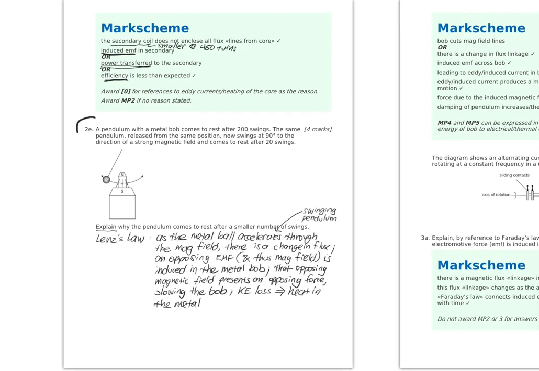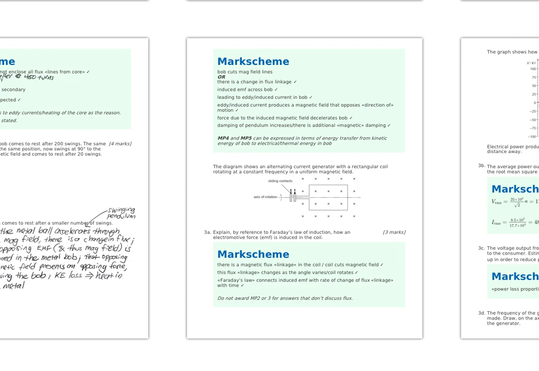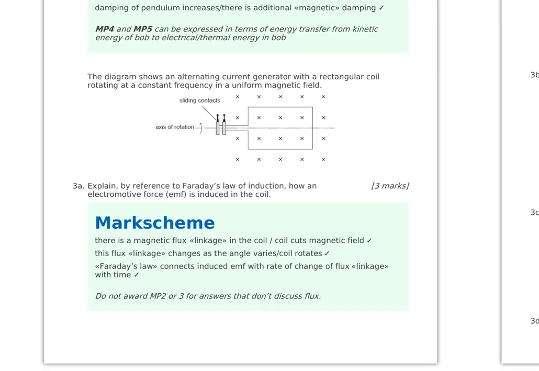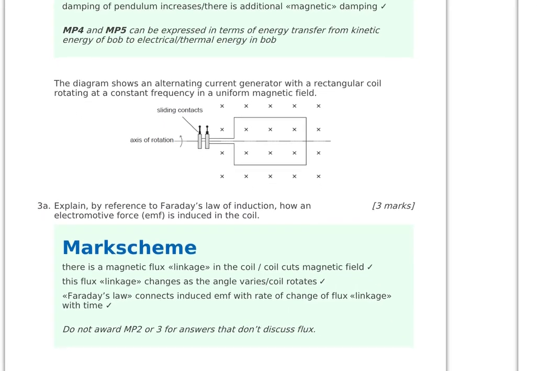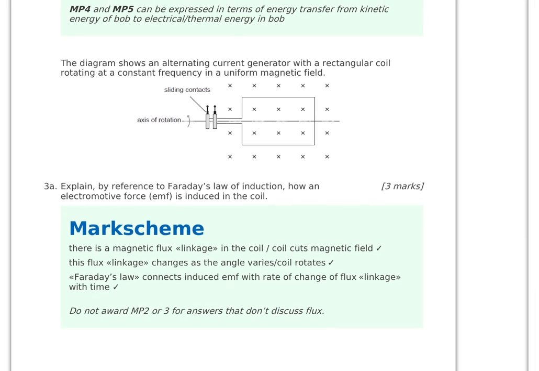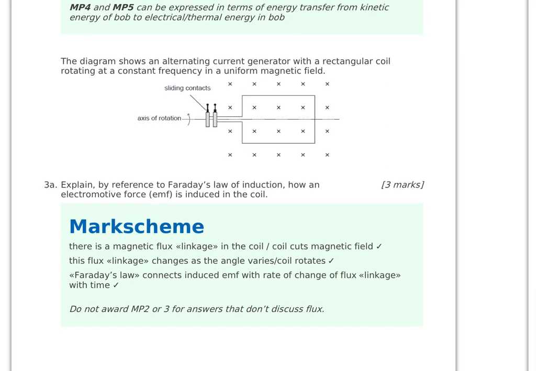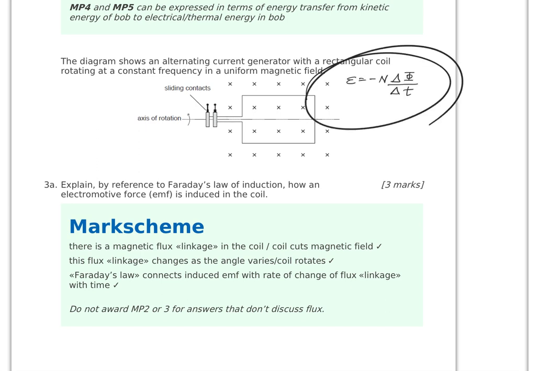Oh, I'm going to circle that. All right, 2E. Then let's take a look at 3. We have a rotating coil in a magnetic field. Looks like a generator to me. It says explain how an EMF is induced in the coil with reference to Faraday's law of induction. So here's Faraday's law of induction right here.